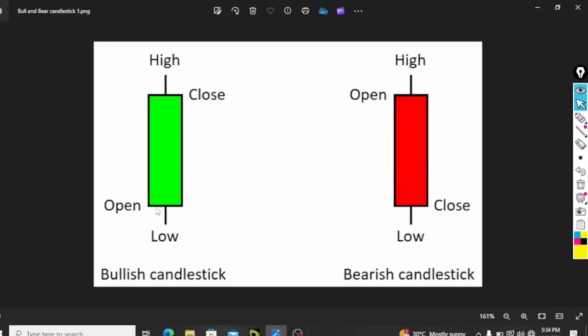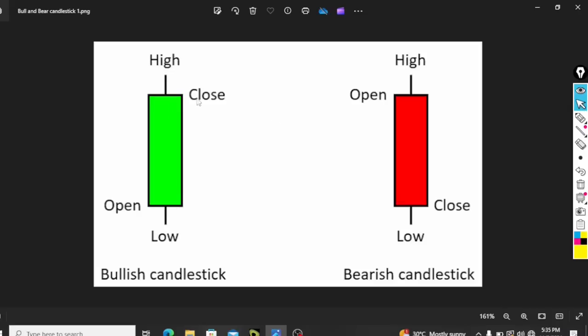Let's say it opens here at the open and then it moves to the close. Then on the other side, the bearish candle opens high and then closes low. On the bullish side, it opens low and closes high. So on a given day, it will open at the low and then close high.